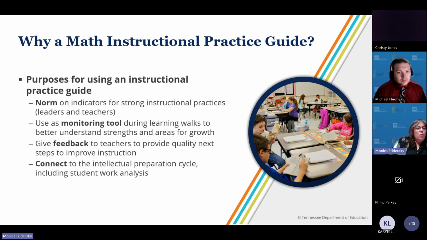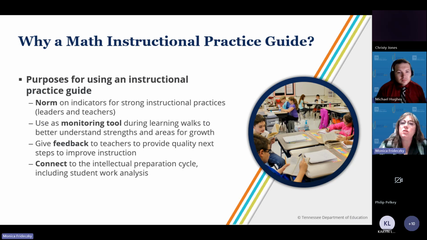Okay, so what is the purpose of using the math IPG? Well, if you recall in a prior session, you've been introduced to two IPGs for ELA. One is the foundational skills for grades pre-K through 2, and then the other is the building knowledge IPG that's used for pre-K through 12. So for this overview of the math IPG, I want you to note that there is just one IPG for math, and it can be used for grades K through 12.